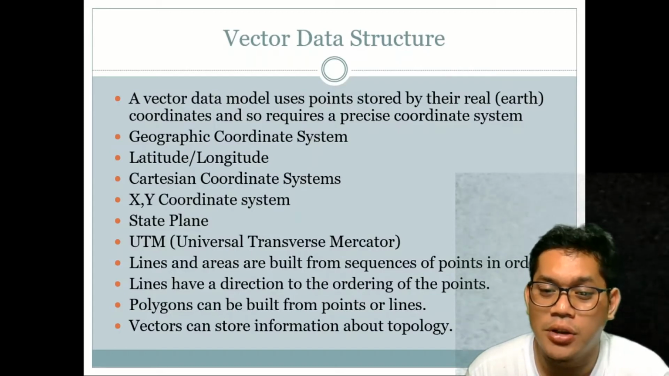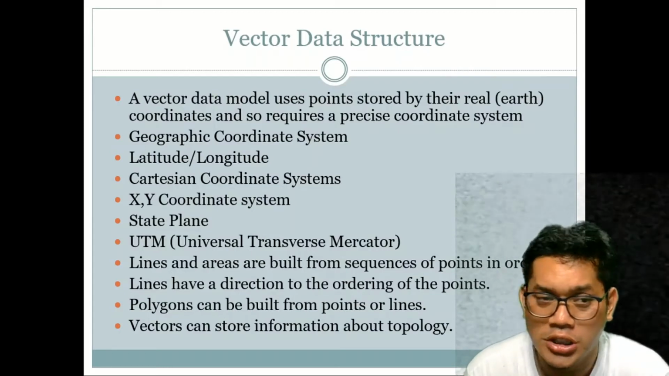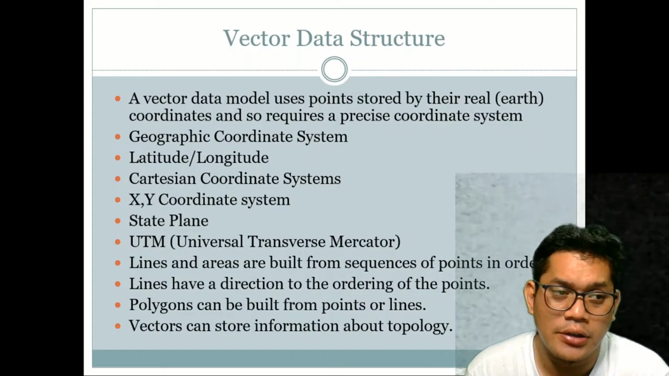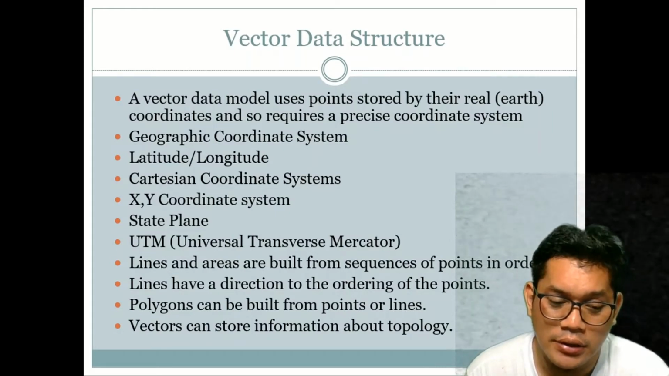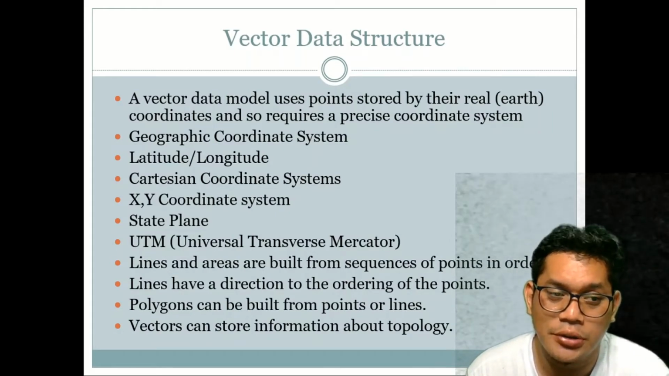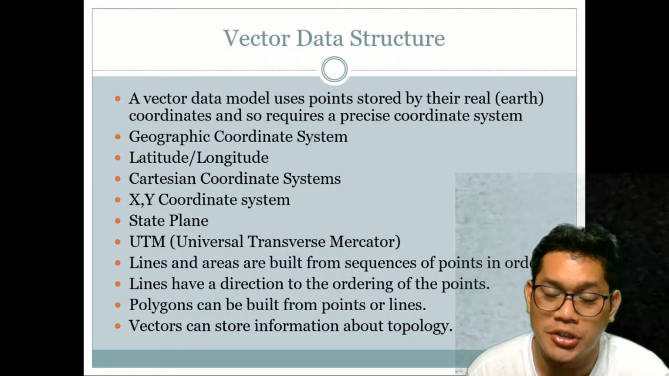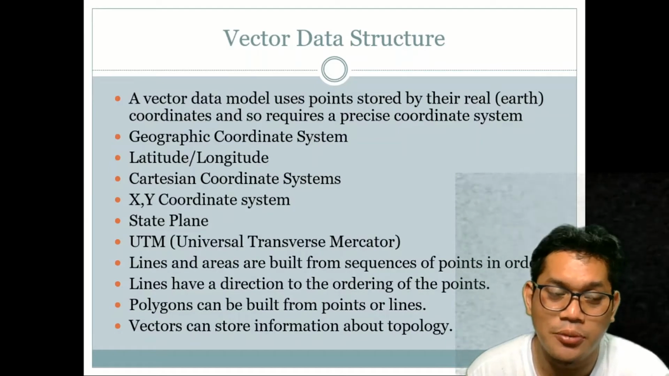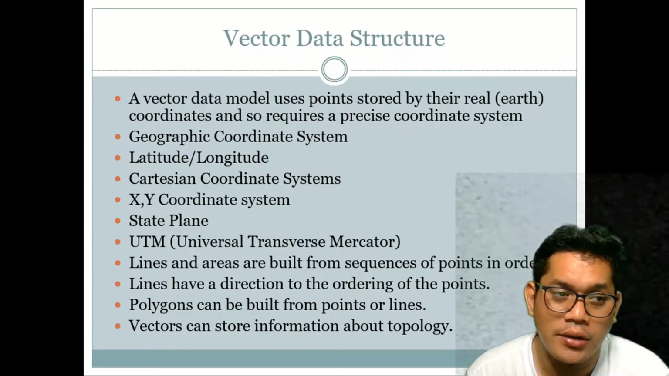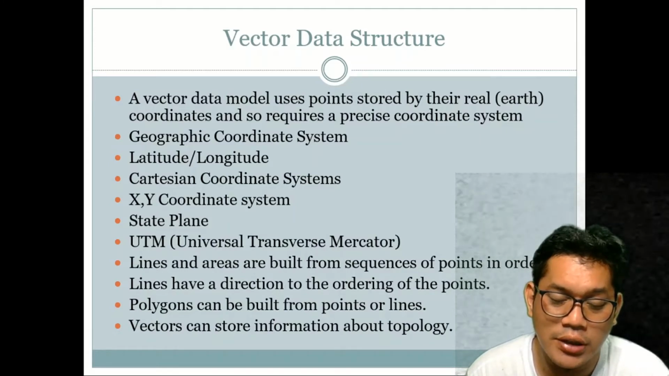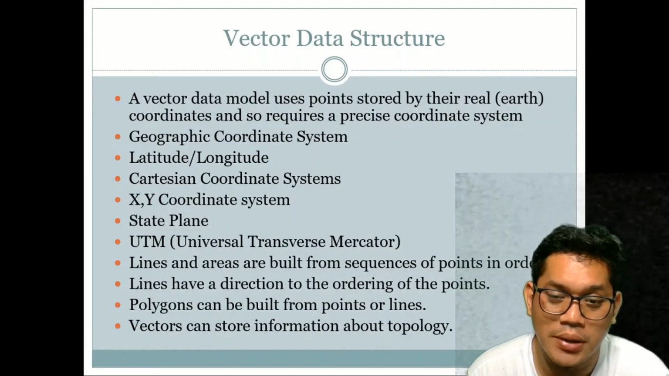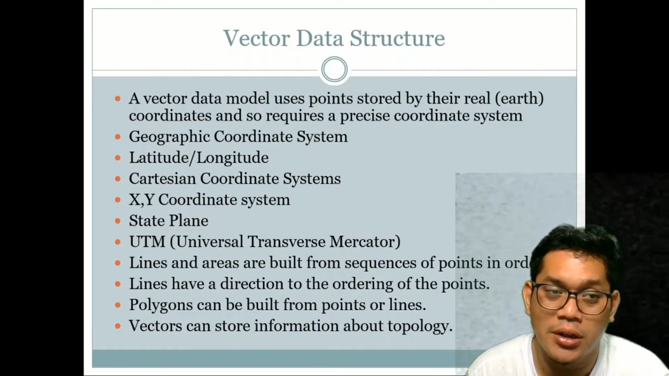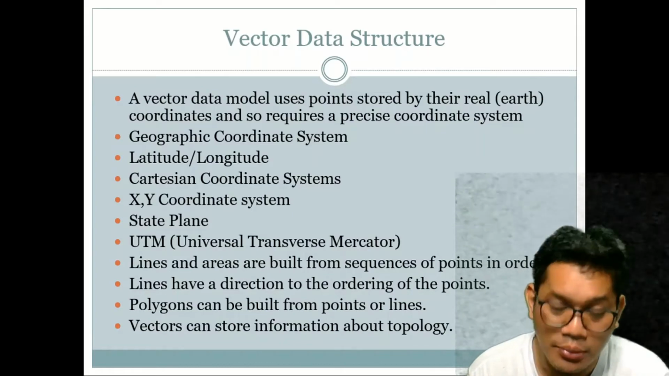And vectors can store information about topology. So topology is basically a mathematical process to ensure the accuracy of the shape, given changes of projections, where it might change the coordinates and the real locations, but it could still keep the actual shape of the boundary.